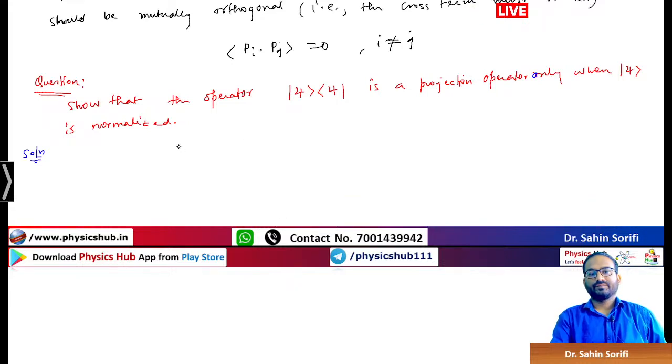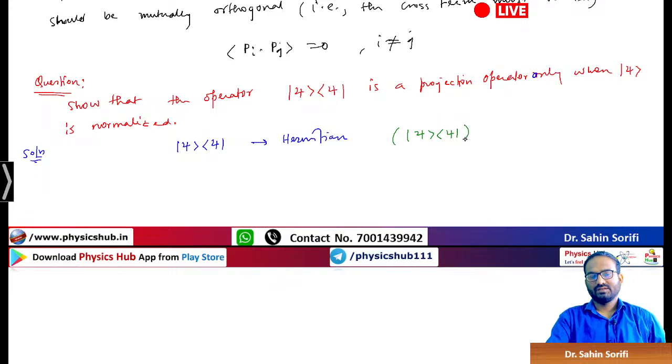To be eligible to be called a projection operator, the first criterion is that you have to show it to be Hermitian. It is very easy to show. How can you show it is Hermitian? Let's say this operator ket psi bra psi. If you take the dagger, what will it become? This will become ket psi and this will become bra psi. So we can say this is Hermitian. Now the next property: you have to take the square and you should get back this.